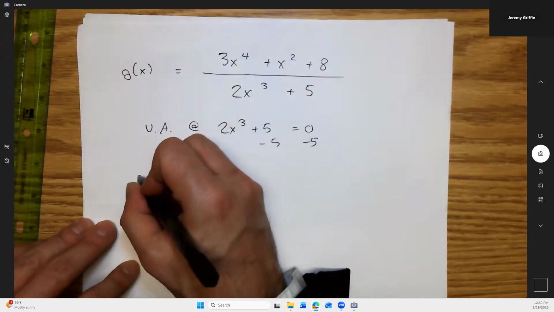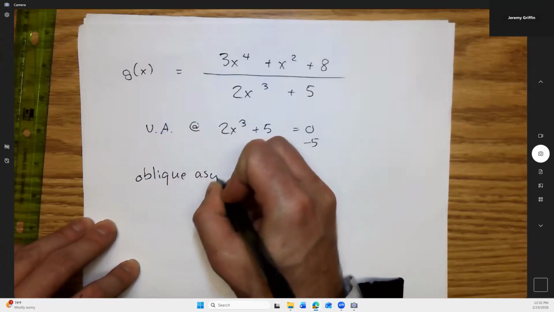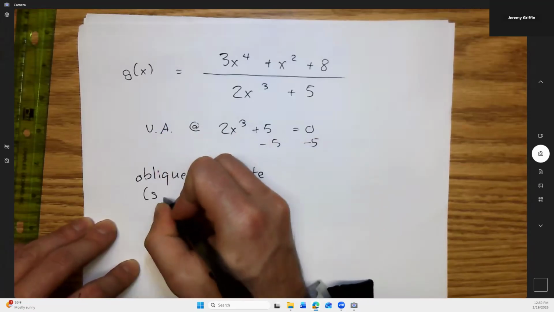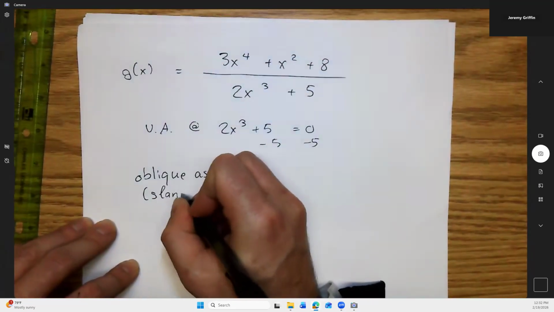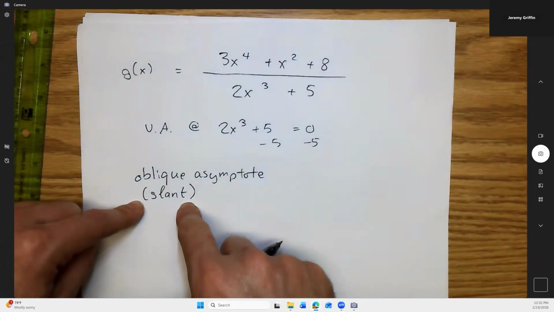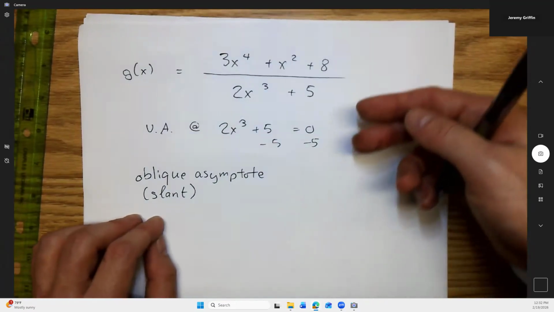So there's going to be a vertical asymptote there, but I'm more interested in the oblique asymptote. Also called slant asymptote. And Aleks was also using that term. So if you see slant asymptote, it's the same thing. Now, why do I think there's a slant asymptote with this one at all?